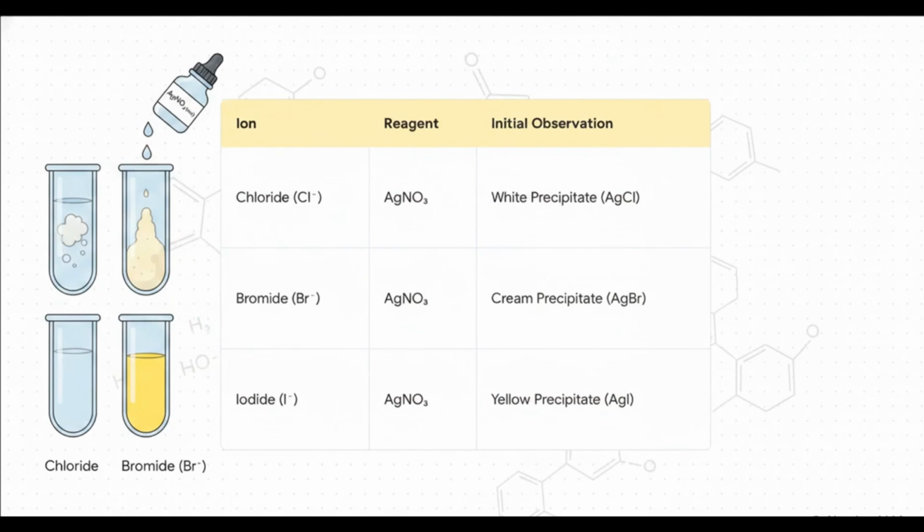Okay, so you've added the silver nitrate. Now it's time to play detective and look for that precipitate. If you see a white solid form, that's a huge pointer towards chloride ions. If it's more of an off-white, kind of cream color, you should be thinking bromide. And if you get a really obvious, distinct yellow solid, well, that's screaming iodide. This observation gives us our prime suspect.